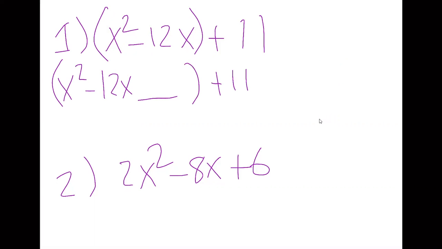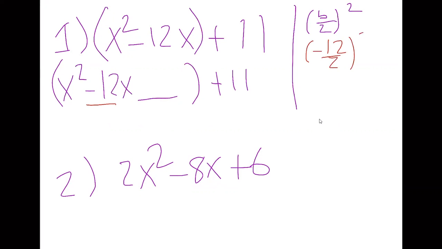So to turn this into vertex form, we have to do something called completing the square. Completing the square is where you take your b coefficient, cut it in half, and then square it. In this problem, b is negative 12, so negative 12 over 2 squared. That would be negative 6 squared, which gives you 36. So that's what we put in this spot here.